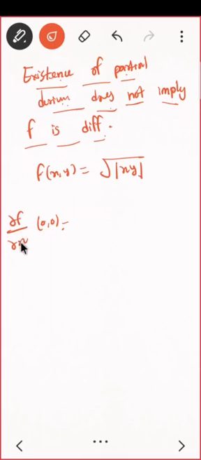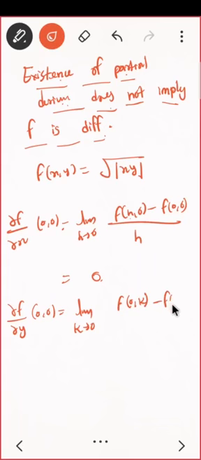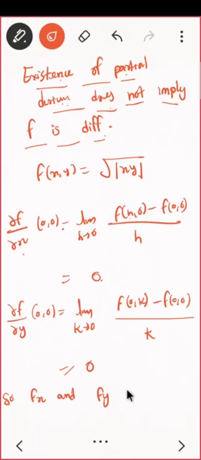So let us see. What is dou f by dou x? That is limit h tending to 0, f of h comma 0 minus f of 0 0, upon h. So what is that? If you put it here, it will be 0, na? See, 0 into h, so it will be 0. Same for dou f by dou y at 0 0: limit k tending to 0, f of 0 comma k minus f of 0 0 divided by k. So again, if you put it in this function, you'll be getting 0. That's it. So this is also 0. So each of the partial derivatives is 0, and both exist. So fx and fy both exist at 0 0.